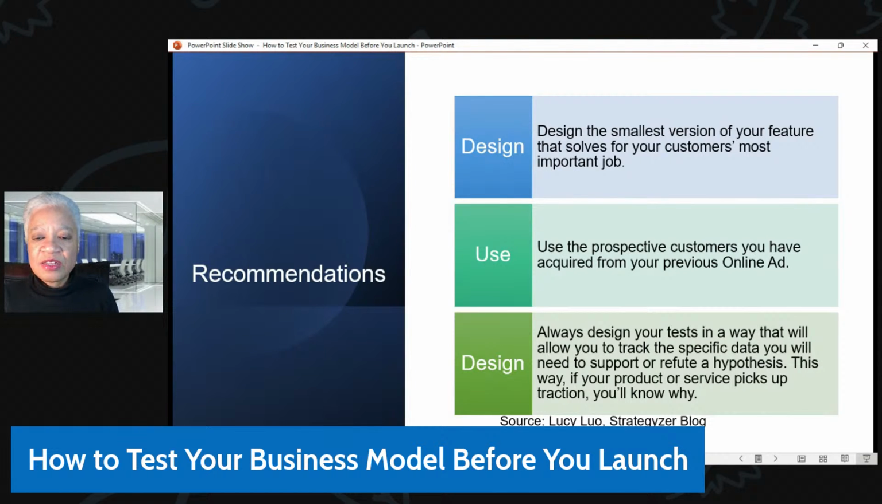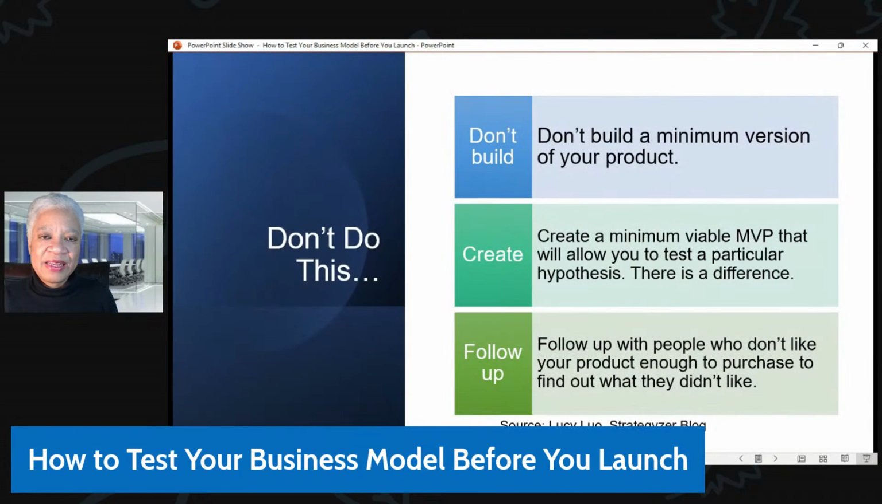All right. So you always want to design your test in a way that'll allow you to track specific data. And this data should always be related to your value proposition. And it should also be related to your hypothesis. And again, I'm going to show you in a minute how you can develop and test those hypotheses.